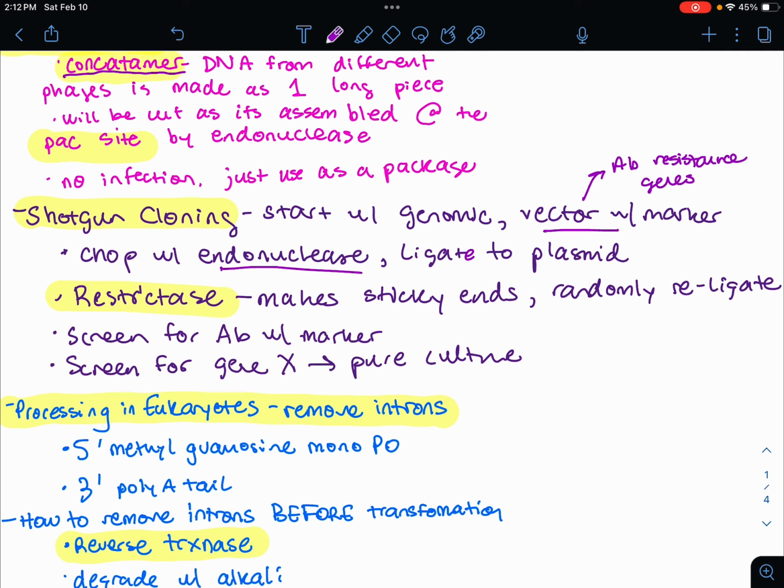Then you have to transform the E. coli with the plasmid. Then you can also screen for the recombinants via their antibiotic resistance, and this will indicate they have the plasmid.